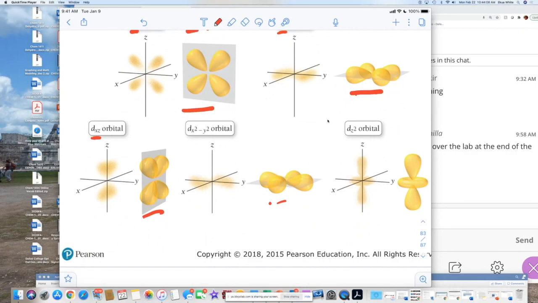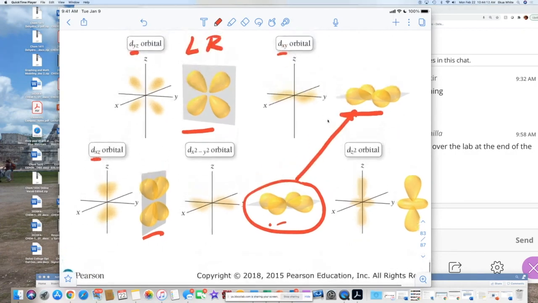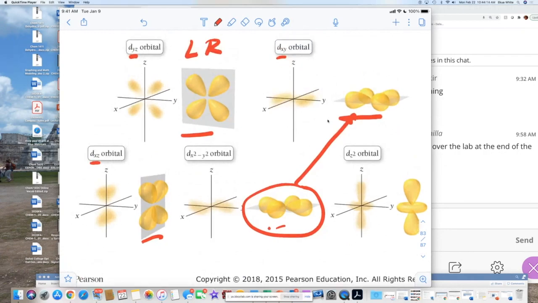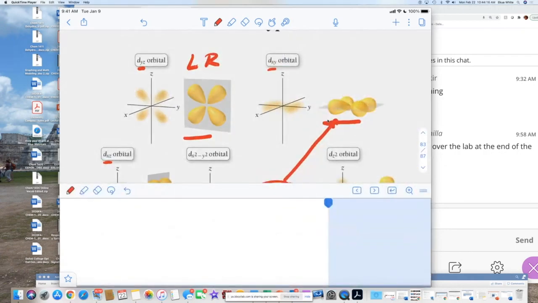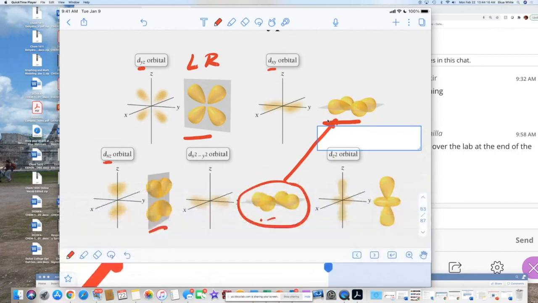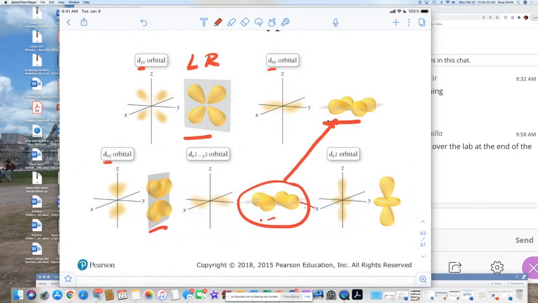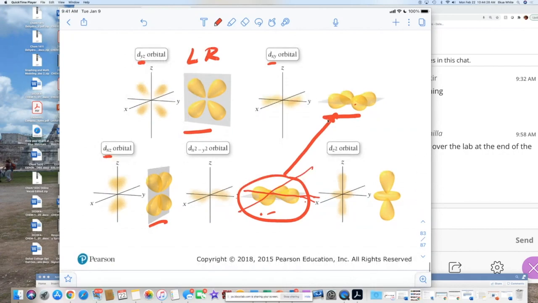This one looks just like that one, if you ask me. The only difference is for this one here, the axes, like a shish kebab, go right through the orbital here. While here, the bubbles are between the axes. So I would say just make sure you recognize what a d orbital looks like from the others.